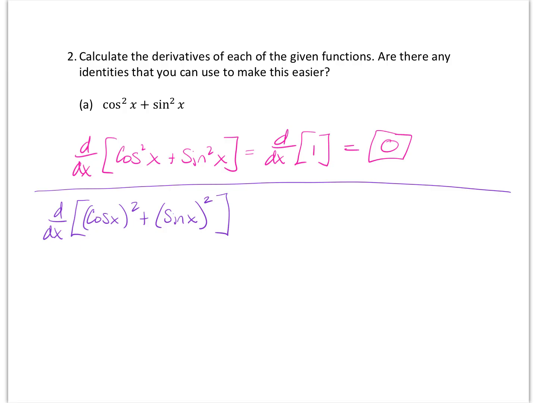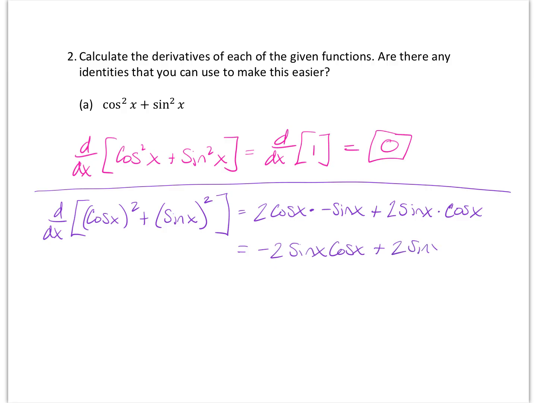So when I take the derivative, I'm going to do the power rule. So this is going to be 2 cosine x to the first, and then times the derivative of the stuff, which is negative sine x. And then I have plus, I'm going to use the power rule on sine x squared. So that's going to be 2 sine x to the first, and then times the derivative of the stuff, and the derivative of sine is cosine. So this does come out to negative 2 sine x cosine x plus 2 sine x cosine x, and those two terms add up to 0.